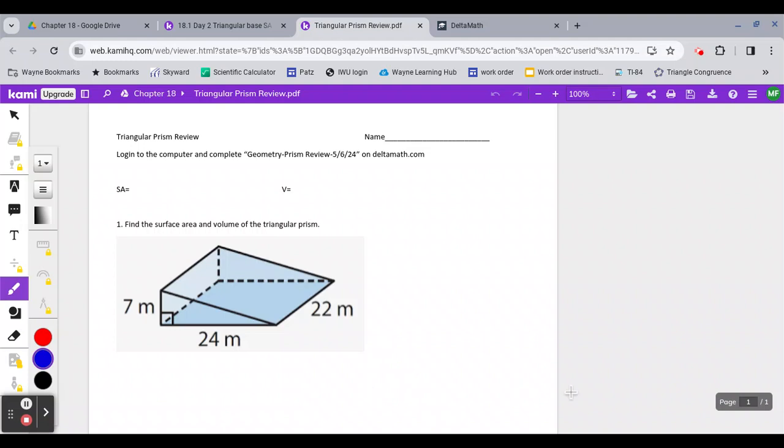All right, good morning. Today we're going to do a little bit of review over triangular prisms and then also just kind of prisms in general. So watch this video through. That'll be a part of your points, and then we'll do a few practice problems on the Delta. And at the end of this video, I'll show how to do those.